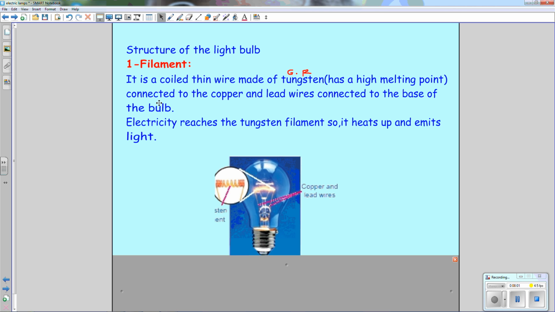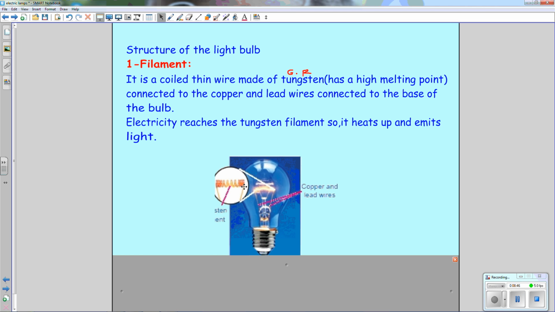Let's start with the filament. This is the filament. It is a coiled thin wire made of tungsten. Why do we use tungsten? Because it has a high melting point. The light bulb works when the tungsten filament is heated to a high temperature. So that's why we use a filament made of tungsten. Because it has a high melting point, it will not be damaged by high temperatures.